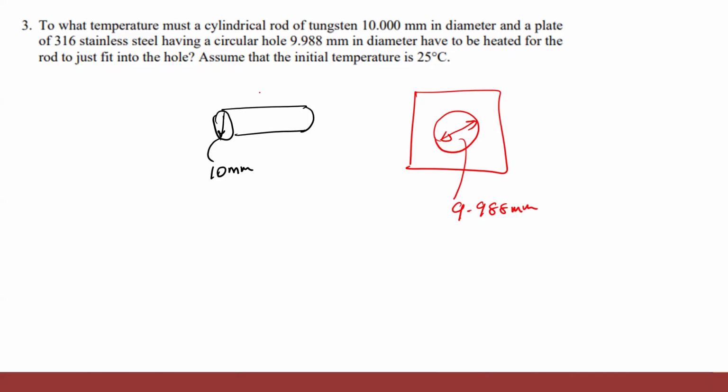So this is steel, and this is tungsten. What we need to do is heat both the materials in a way that we can put this one inside this. So when we heat up, we need to increase the temperature to a certain value, TF. At this particular temperature, TF, if you can put the rod inside that hollow part, what is the requirement?